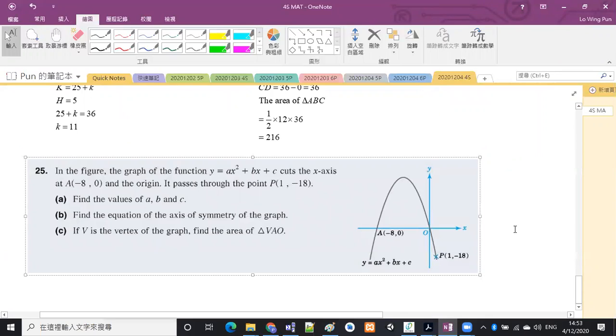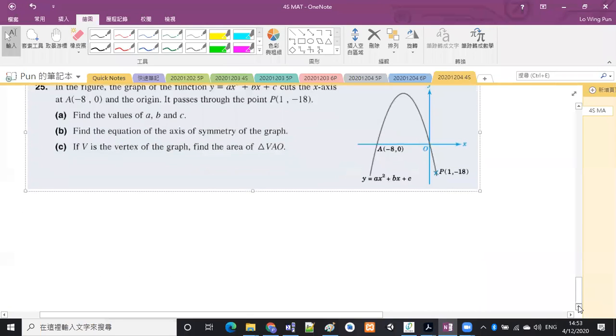Okay, 25. So in the figure, the graph of the function y equals ax squared plus bx plus c cuts the x-axis at point A and the origin. It passes through the point P, 1 and -18. So find the values of A, B and C.